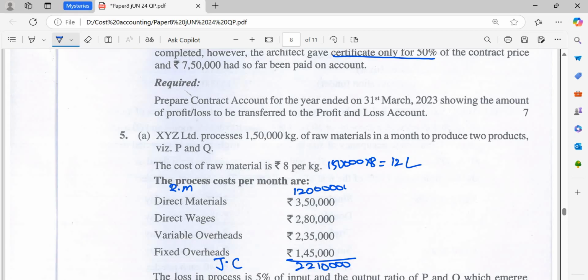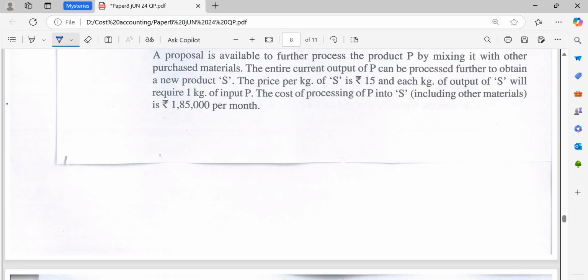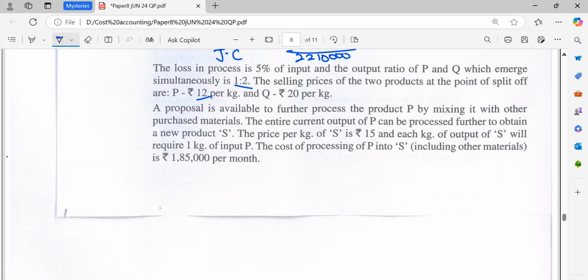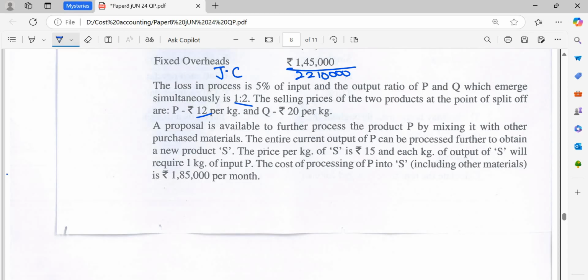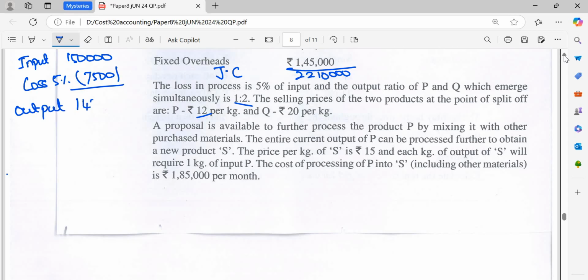Here they have given the loss in process as 5%. My total input is 1,50,000 kgs. In this I have a loss of 5%, that is around 7,500 kgs. So my output will be 1,50,000 minus 7,500. I will be getting 1,42,500 kgs of output.